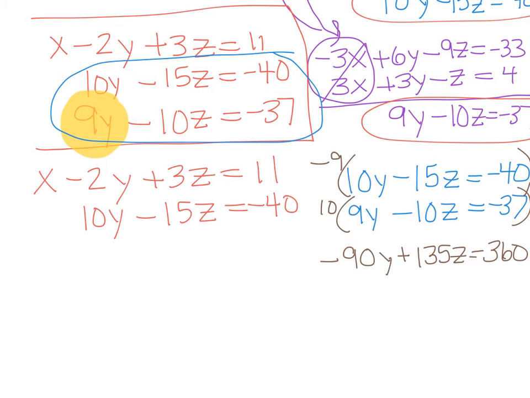Positive 10 times 9 is 90y. Positive 10 times negative 10 is negative 100z. And positive 10 times negative 37 is negative 370. Oh, I just realized that I had a mistake previously. Negative 33 plus 4 is negative 29.